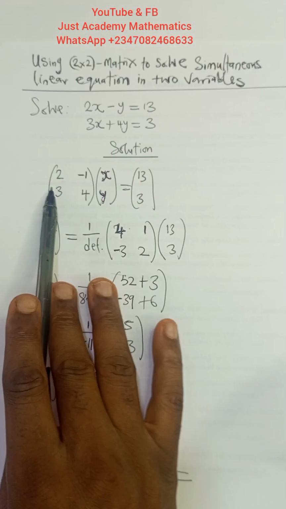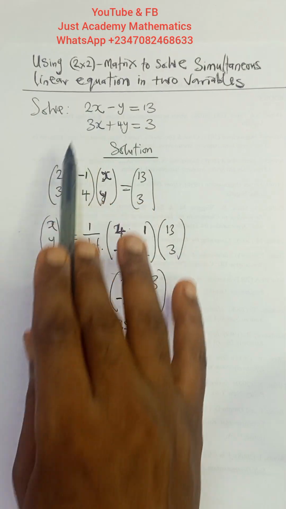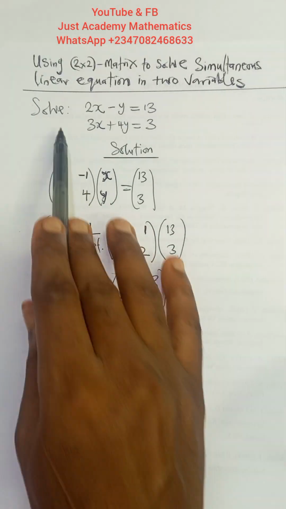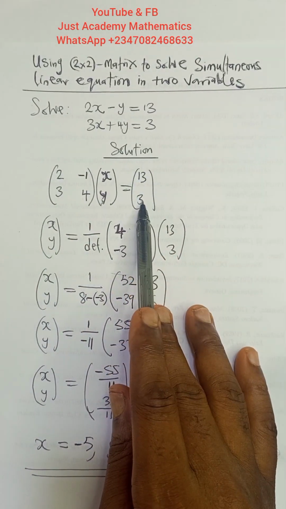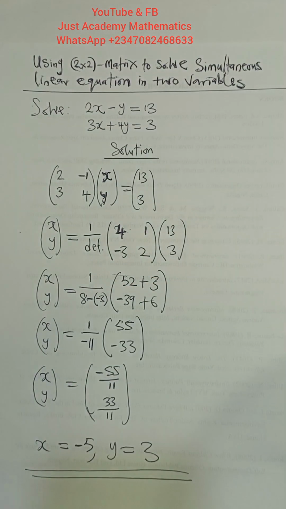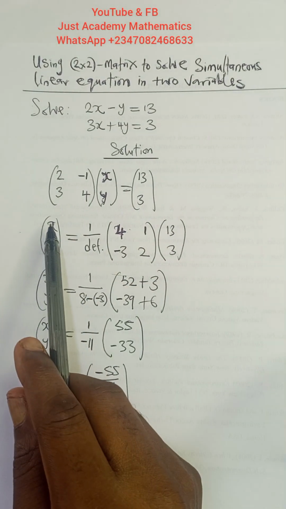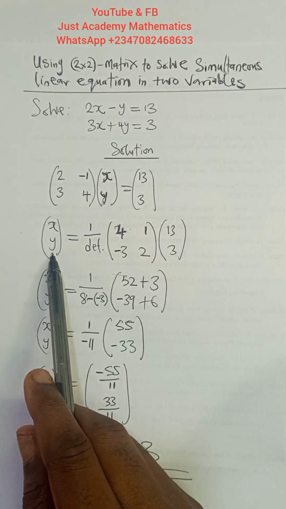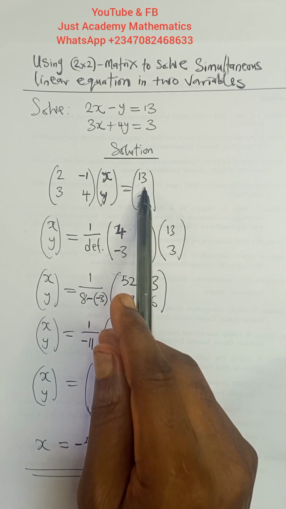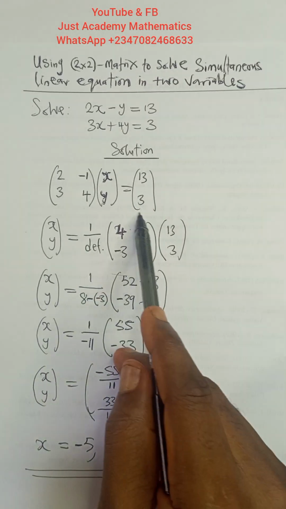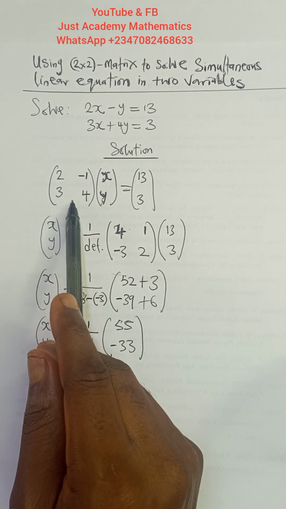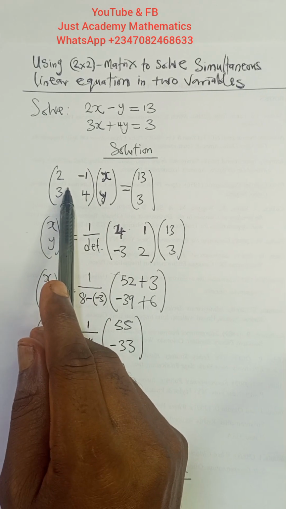So by the time you arrange it like this, the coefficient of x is 2, this coefficient 1, minus 1, 3, 4. Then xy, 13, 3, which I've explained that this and this is the same. Now the next thing is to find the value of x and y. And the value of x and y is simply the inverse of this one times this. So everything we are doing here now is solving for the inverse of this. How do you solve for the inverse of this? The inverse of this is simply 1 over the determinant of this matrix.